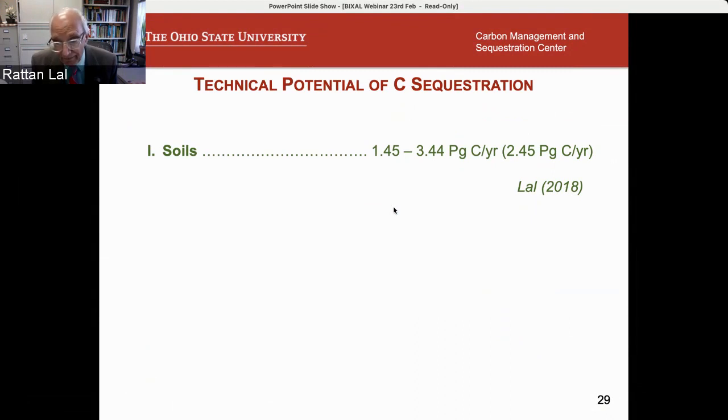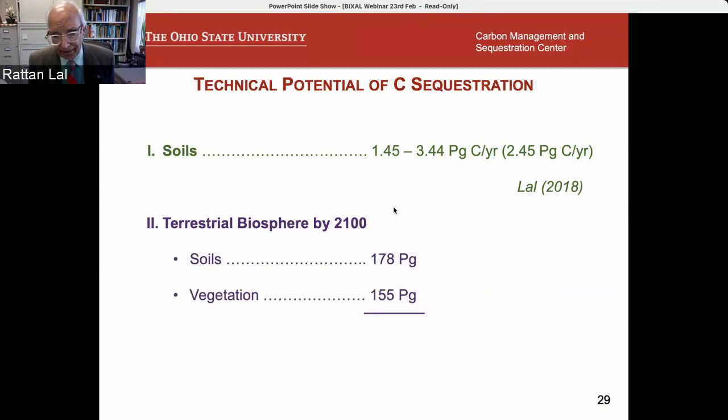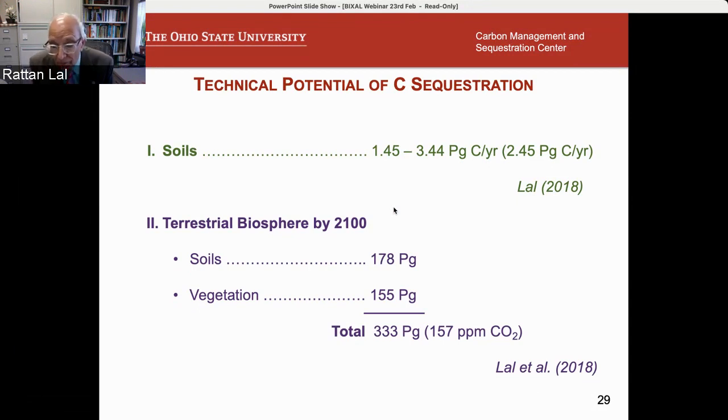Out of 11, 2.5 can be returned back to soil by improved soil management practices. Between 2020 and 2100, the estimate of how much carbon we can put back in the soil is about 180 gigaton. In vegetation, we can put another 160 gigaton, total about 333 gigaton, which can create a drawdown of atmospheric CO2 of about 157 parts per million.